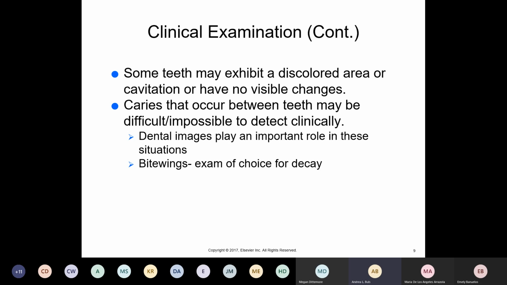So the very first thing I would encourage you to do if you've got overlap is watch when you place your sensor and make sure that you hold it in place as your patient closes so that it maintains a parallel relationship with that arch.